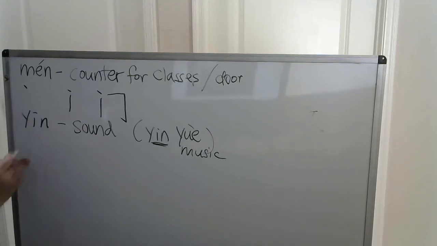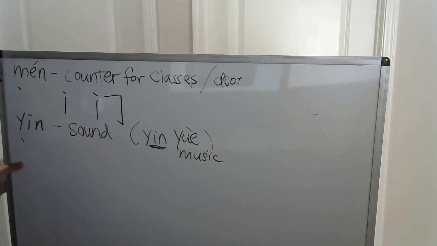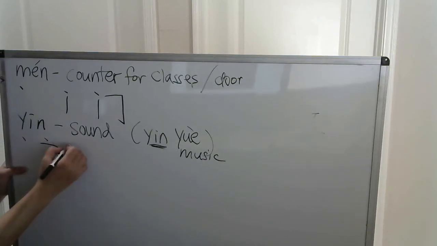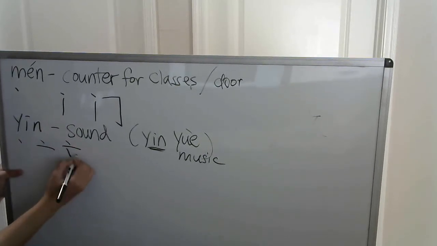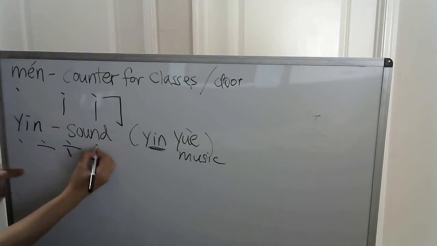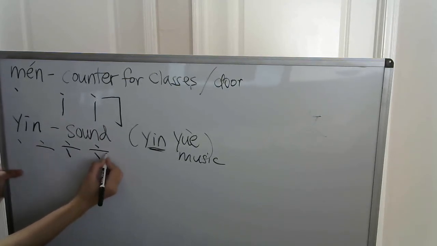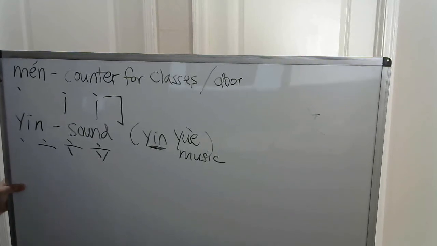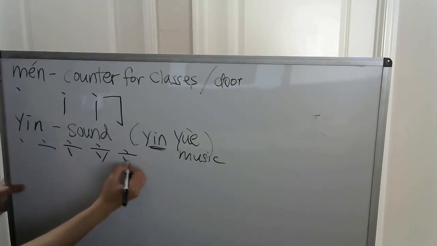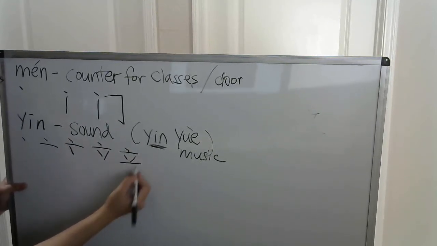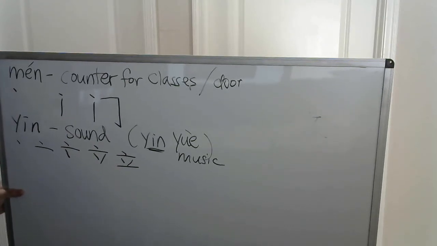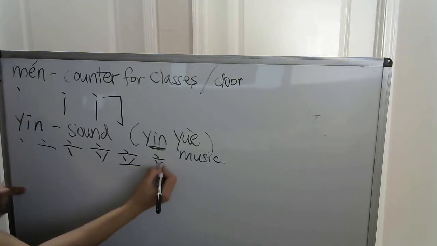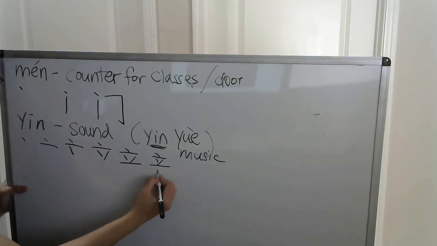Okay, so we're going to start with a 点. 点 a 横. 点 a 横 and then a 点 coming in. 点 a 横 a 点 coming in and a 点 coming back. 点横点点 and then a longer 横 underneath. And then underneath all of that, we're going to do a 日.